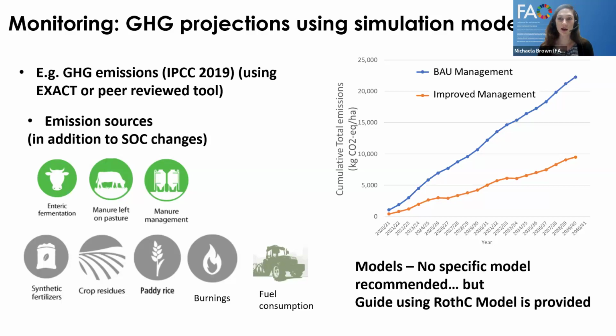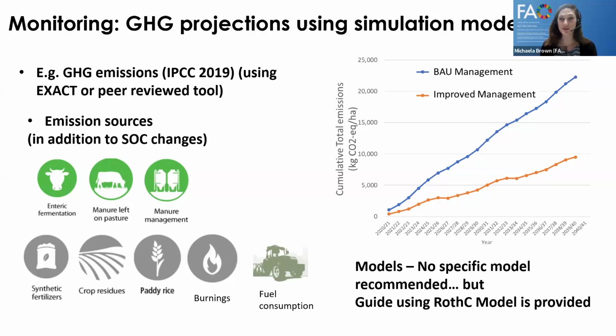Then for the other agricultural emissions, we use IPCC equations with known constants. These can be tailored to be more specific in a tier 2 manner, so integrating project or site-specific data. We currently use the EX-ACT tool to calculate these other emissions that do not fall into the SOC category. And then we can show, as in this graph, improved management has reduced greenhouse gas emissions by X amount.